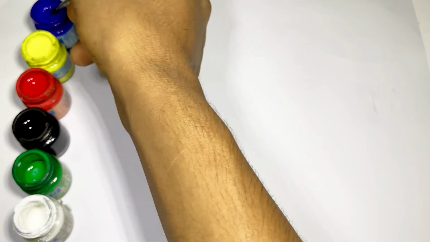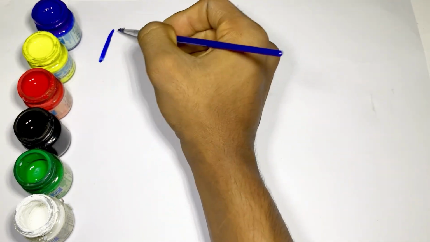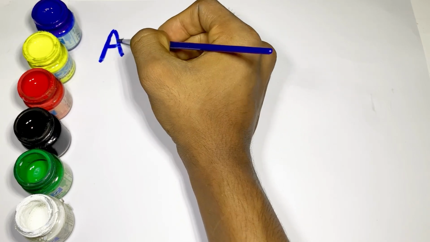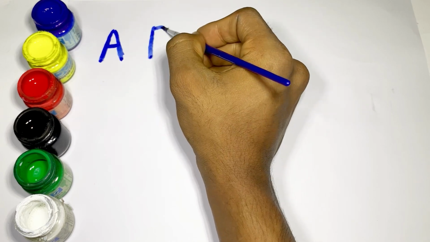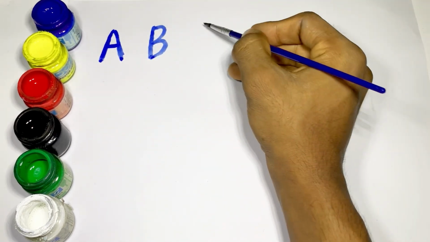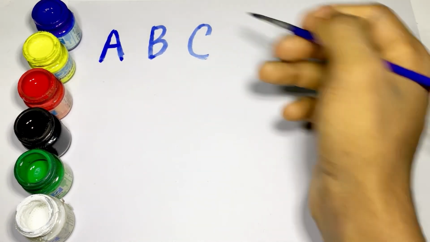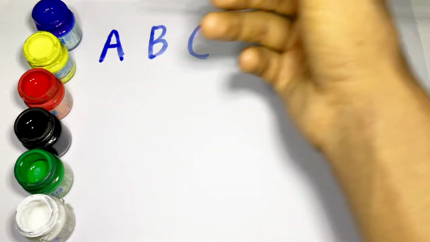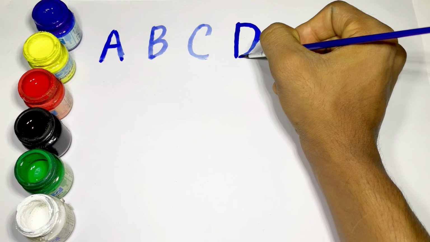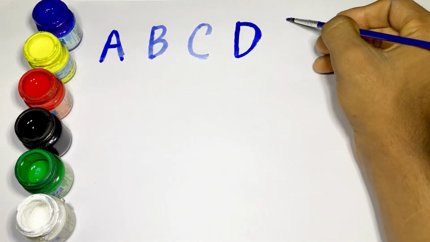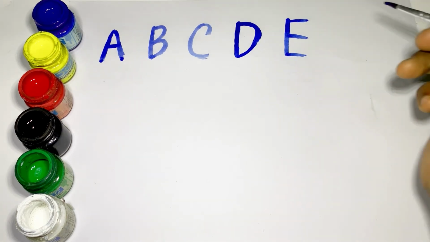Kids, first you draw A. A for apple, A for aeroplane, and use blue color. B. B for ball, B for bat. C. C for cat, C for car. Kids, again use blue color and draw D. D for dog, D for doll. E. E for egg, E for elephant.